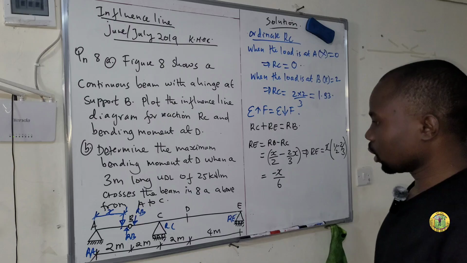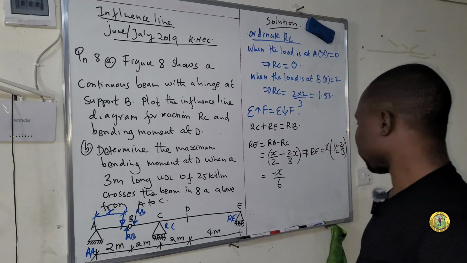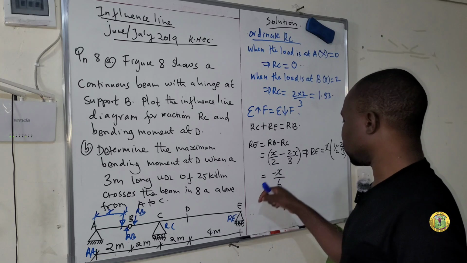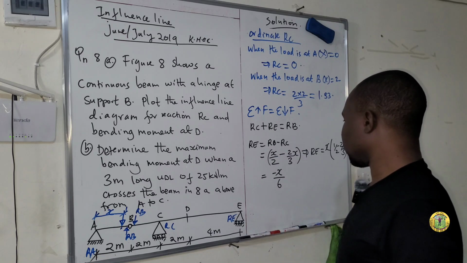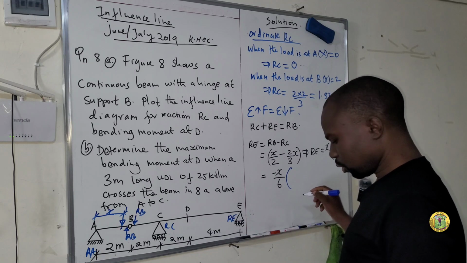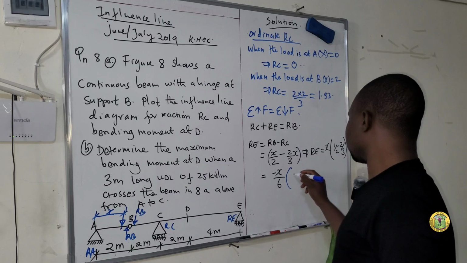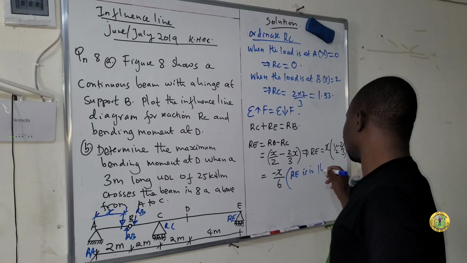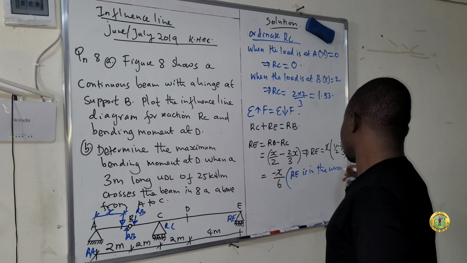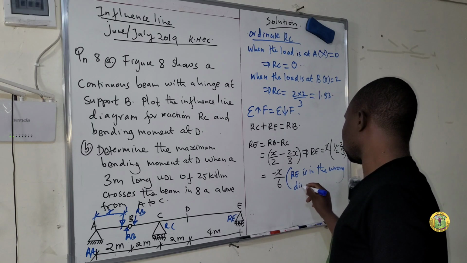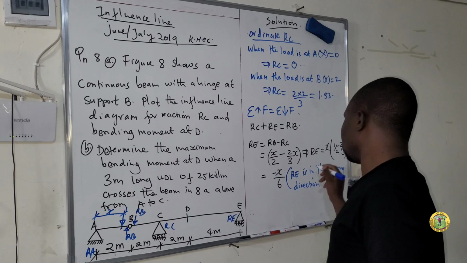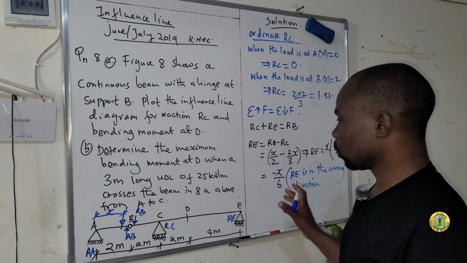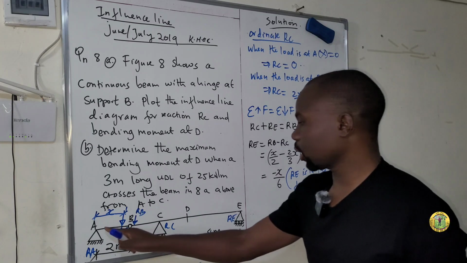If you get minus X over 6, it means that when the load is in between A and B, this reaction should be on the top of the beam, not in the upward direction. So it means RE is in the wrong direction. Remember, it's in the wrong direction when the load is in between A and B.